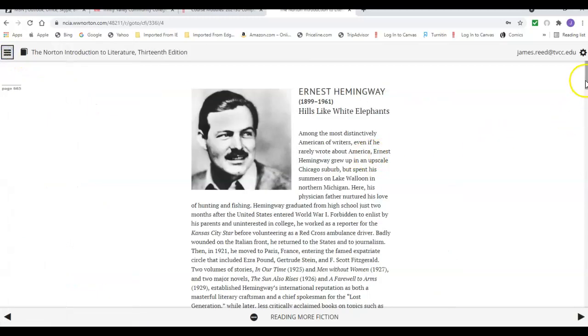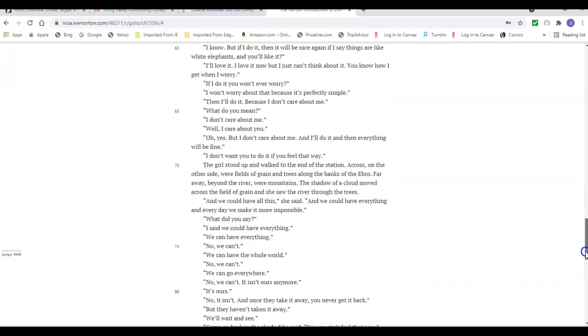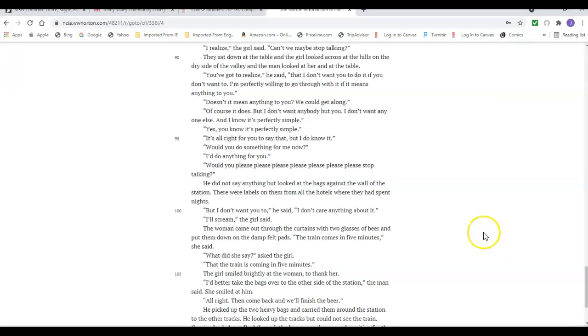In this particular story, hopefully you will recall, when he takes the luggage over there, it says he looked at the bags against the wall. There were labels on them from all the hotels where they had spent nights. The labels are reflecting this relationship very much so. This is a very key symbol of the story, because it says where they had spent nights, not where they had stayed. It doesn't phrase it that way. Where they had spent nights gives you this view about this relationship, that they were only together at night, if you will. That this relationship really was a nighttime relationship for the most part. There's that physical aspect that's being emphasized here.